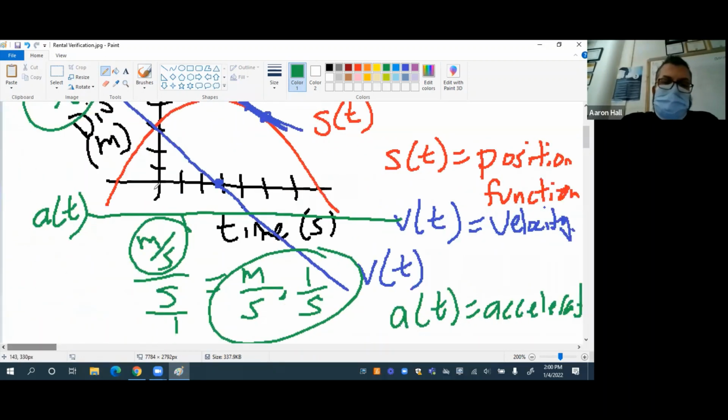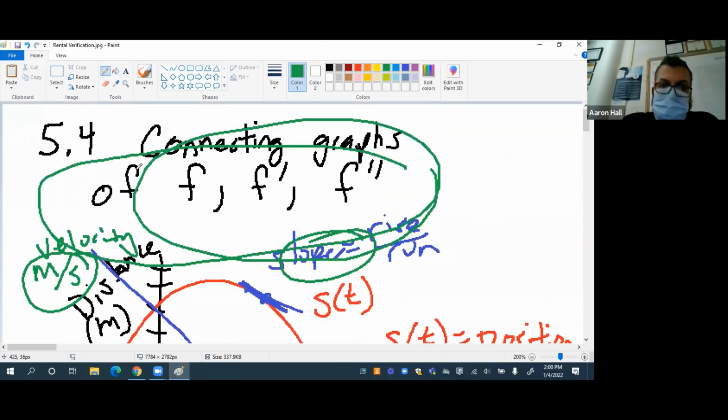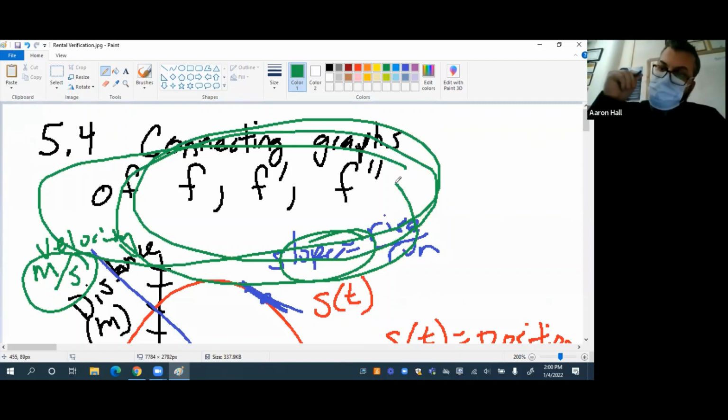It's just sort of an idea of how to wrap our heads around this connection between our function, the derivative of that function, and the derivative of the derivative.